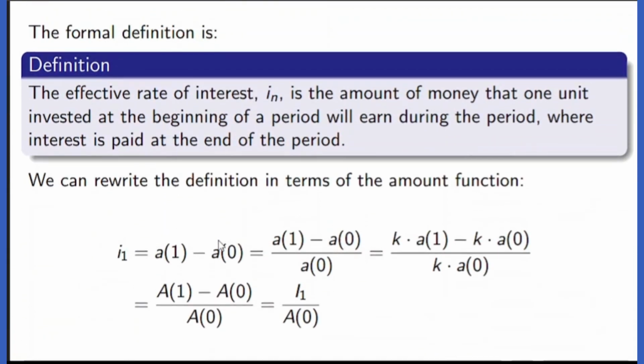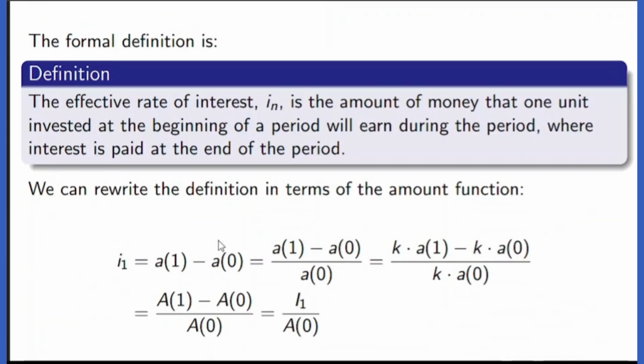These are things you have to know before you can understand the effective rate of interest. In our last video, we talked about the amount function and the accumulation function. I expect you to understand this part because there are things you have to know there. The small a of t is the accumulation function, and the capital A of t is the amount function. So the capital A at time 1 minus the capital A at time 0 is the amount of interest. We also talked about that in our last video, so you check it out.